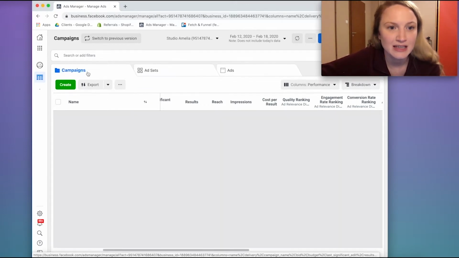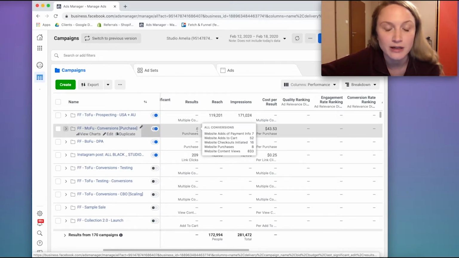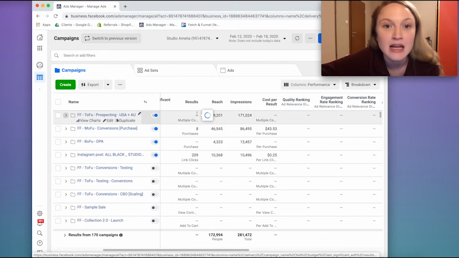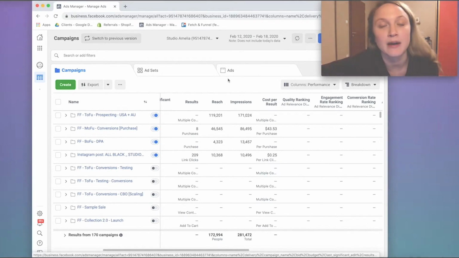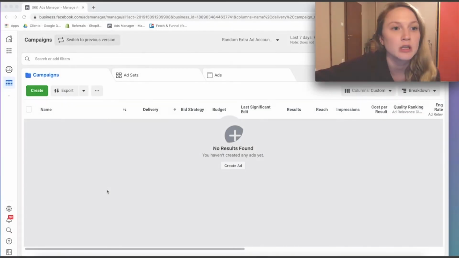So that is a few thoughts on what a CBO setup looks like. The next thing I want to talk about is how to create your first CBO campaign. Okay, cool. So let's set up your first CBO campaign.